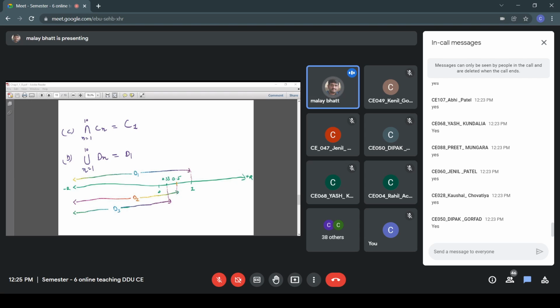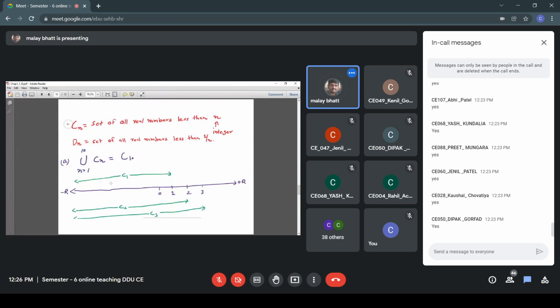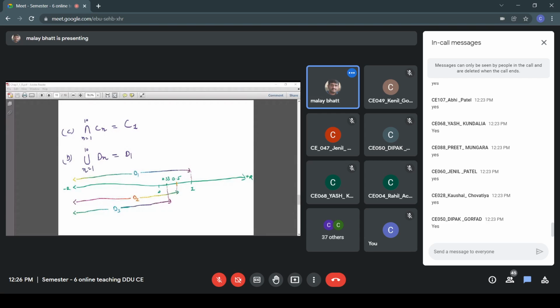Now you can see the difference between the two. Here also it is a union, for the set C. For Cn, n is equal to 1 to 10, we get the answer as C10, because C10 is the largest set. The union gives the largest set. Now in case of Dn, n is equal to 1 to 10, it will be D1, because D1 is the largest set. That is how the answer totally changes based on the definition.